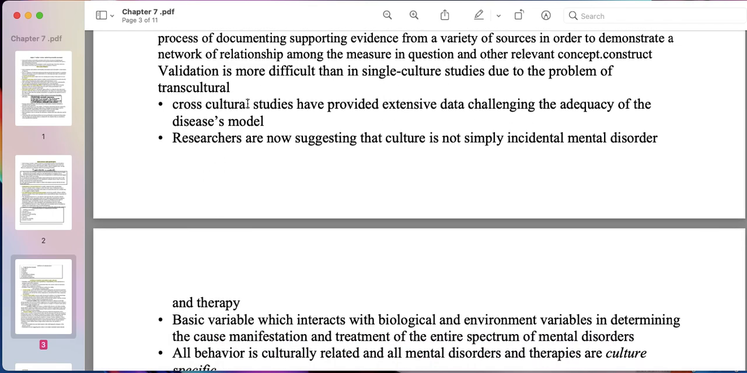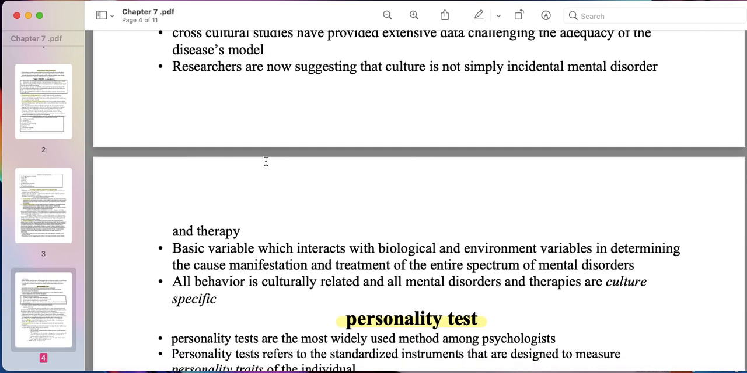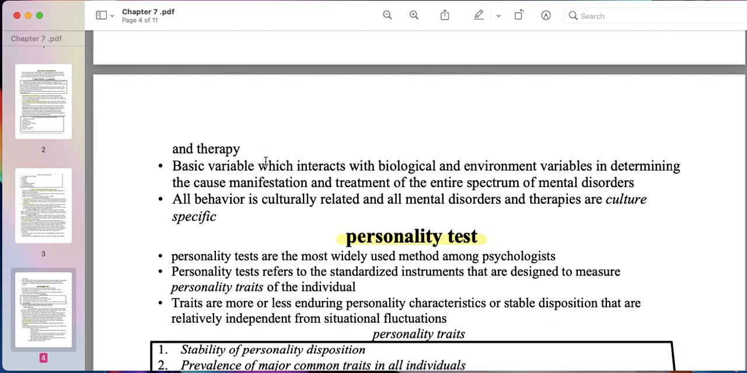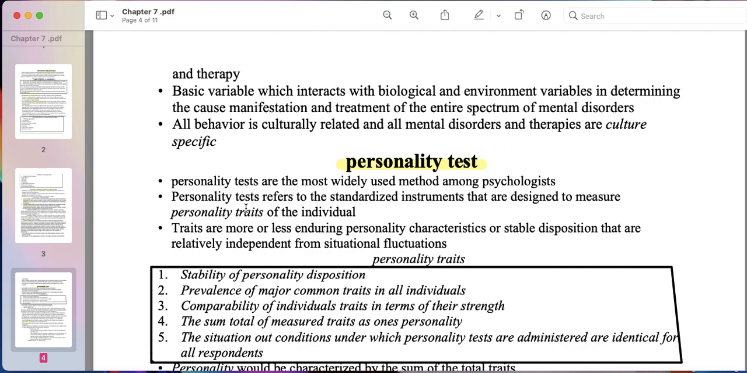Cross-cultural studies have provided extensive data challenging the adequacy of the disease model. Researchers are now suggesting that culture is simply incidental to mental disorder and therapy. Basic variables interact with biological and environmental variables and determine the cause, manifestation, and treatment of the entire spectrum of mental disorder. All behaviors are culturally related, and all mental disorders and therapies are culture specific.